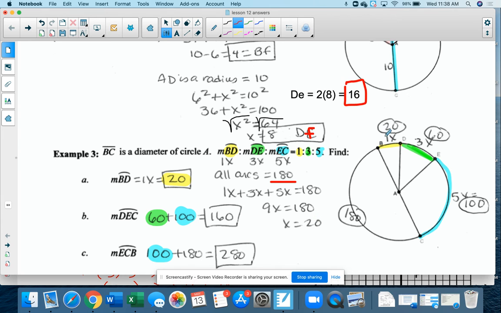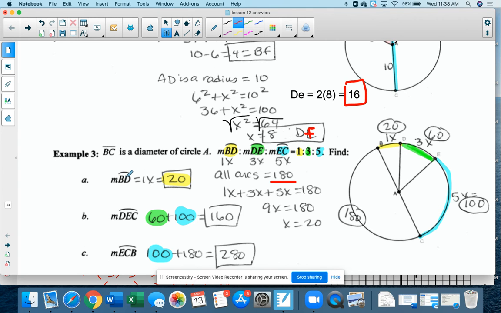Knowing that, I can now substitute in. 1 times 20 is 20. 3 times 20 is 60. 5 times 20 is 100. And I know this side over here is another semicircle, that's 180. So now I have all the arcs of the circle, and I can look at the questions and see what I need to find out.